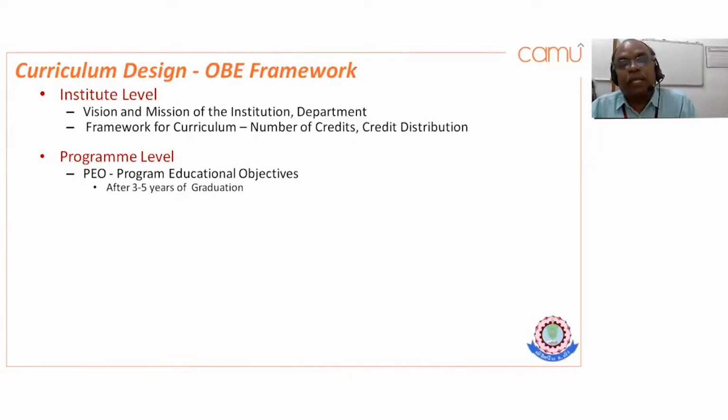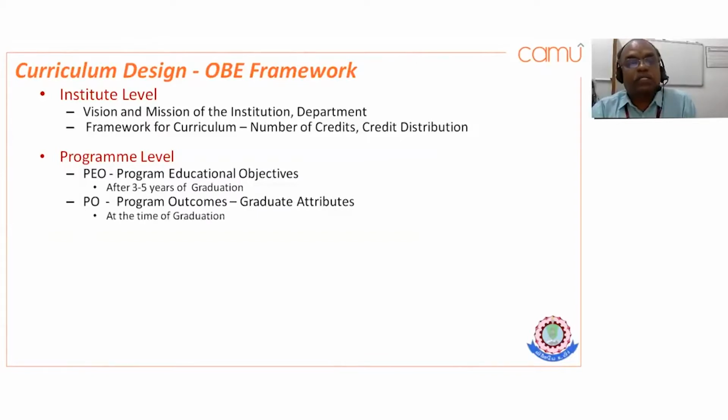Collectively, what will be their ability after 3 to 5 years of graduation? Then we are writing the program outcomes, that is the graduate attributes given by the International Engineering Alliance. In India, it has become a common thing because it has been adopted in NBA as program outcomes. And this is to be measured at the time of graduation.